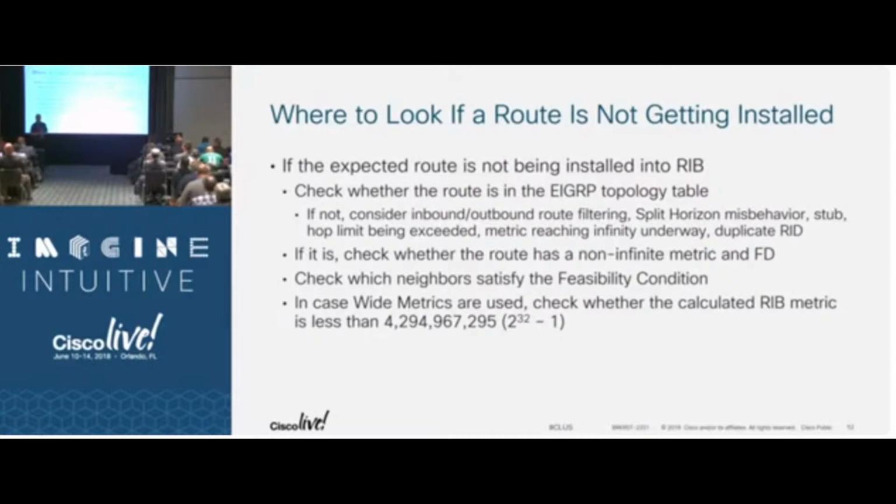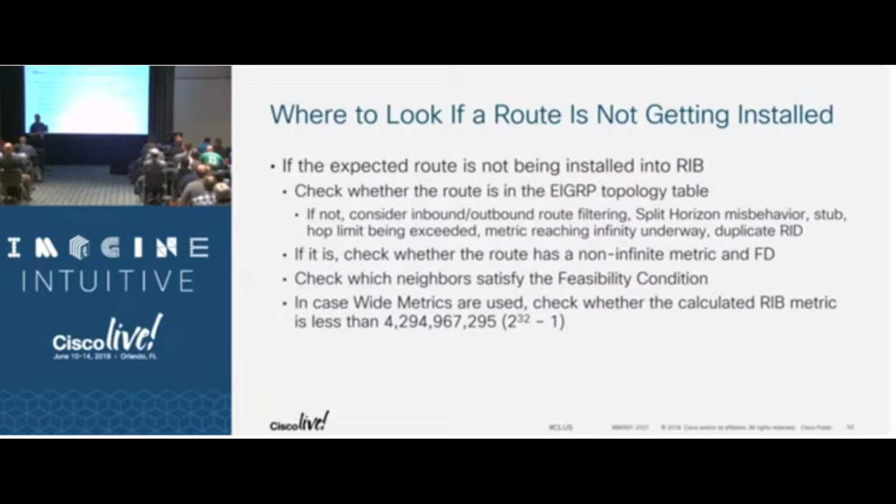Be careful about routes that already have a very high metric when injected into EIGRP, because as they progress further, their metric just increases. At some point, they may hit the infinite metric, and so they will be indistinguishable from split horizon, right? They won't be installed in the routing table. Be careful about too high metrics in your network.